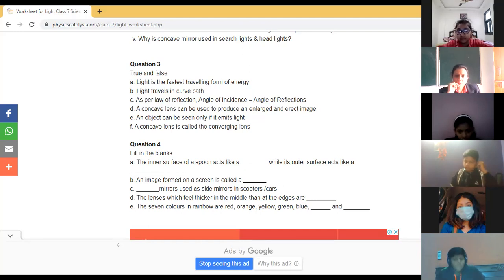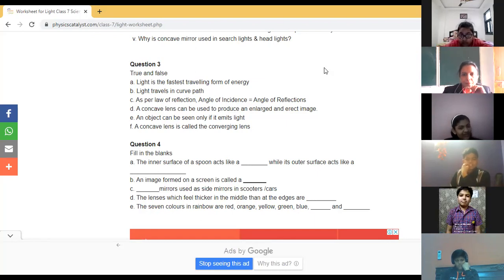C part. Dash mirrors are used as side mirrors in scooters or cars. Convex mirrors. Children, do not get confused. On the side view mirrors, only convex mirrors are used. Next, lenses. The lenses which feel thicker in the middle than at the edges are convex lenses.